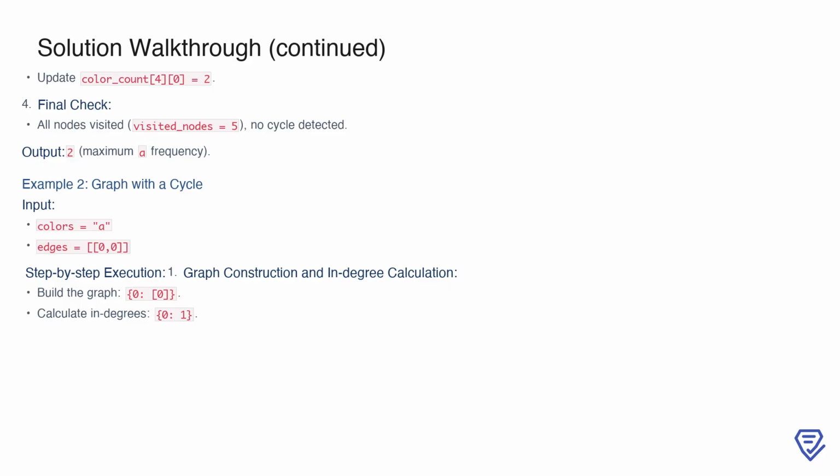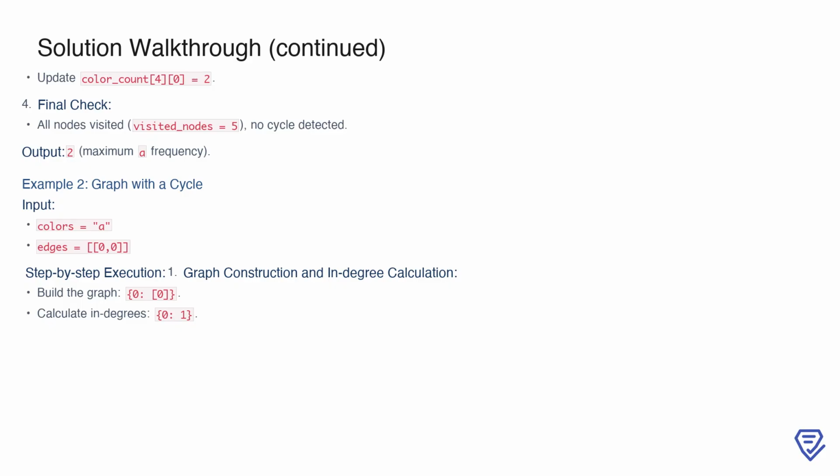color value. After processing all nodes, we perform a final check to ensure every node in the graph has been visited. Since the count of visited nodes equals the total number of nodes in the graph, we confirm there is no cycle. The output for this example is 2, as the maximum frequency of any single color, specifically A, is 2. In the next example, we examine a graph with a cycle to understand how the algorithm handles such cases.